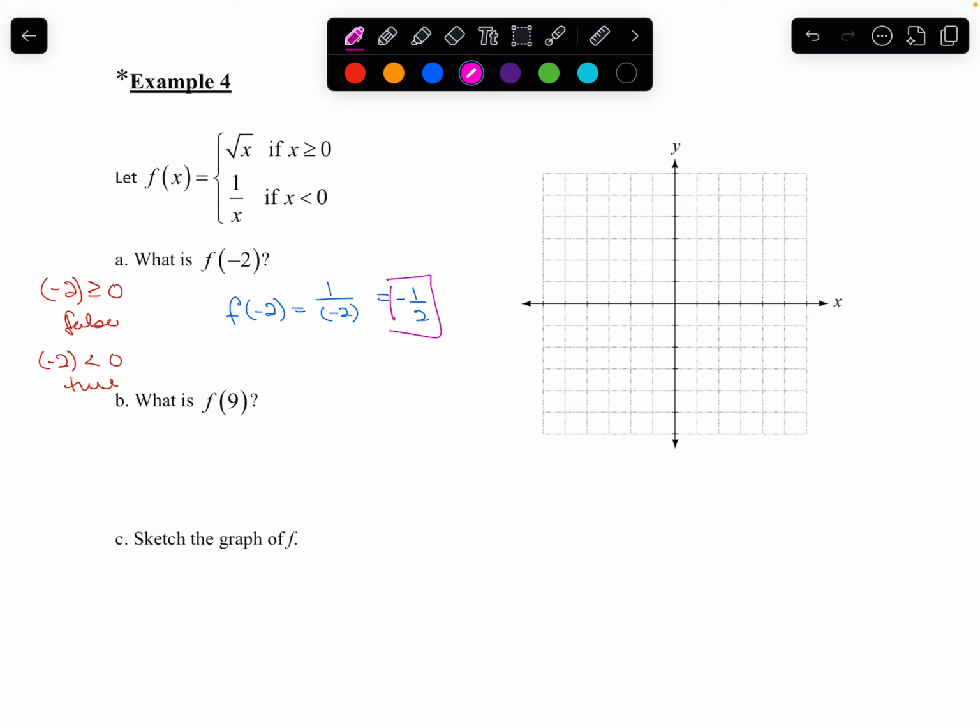Same thing for 9. Again, we're going to check the if statements. Plugging it into the first if statement, 9 is greater than or equal to 0. Well, this is true. And the minute you find that first one that's true, there should be no other place that this would be true. So we immediately have our formula, which is the square root. I'm going to plug in 9. The square root of 9 gives us 3.